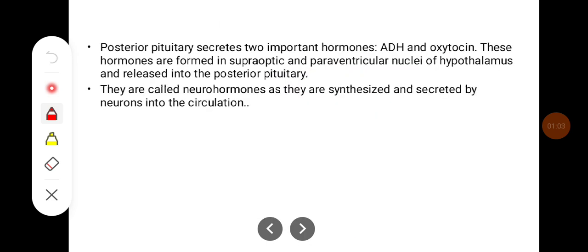Posterior pituitary secretes two important hormones, that is antidiuretic hormone and oxytocin. These hormones are formed in supraoptic and paraventricular nuclei of hypothalamus and released into posterior pituitary. They are called neurohormones as they are synthesized and secreted by neurons into the circulation.